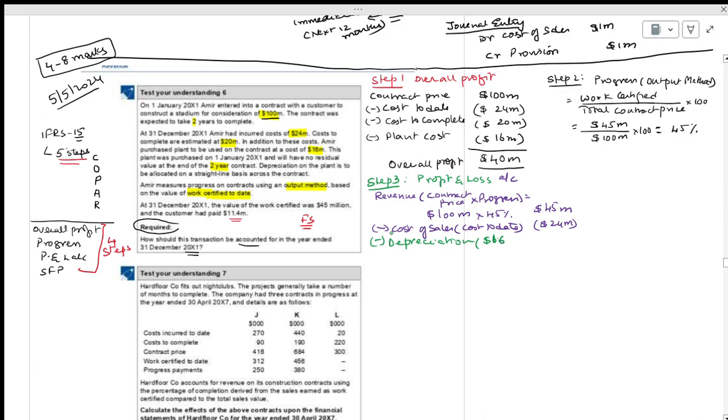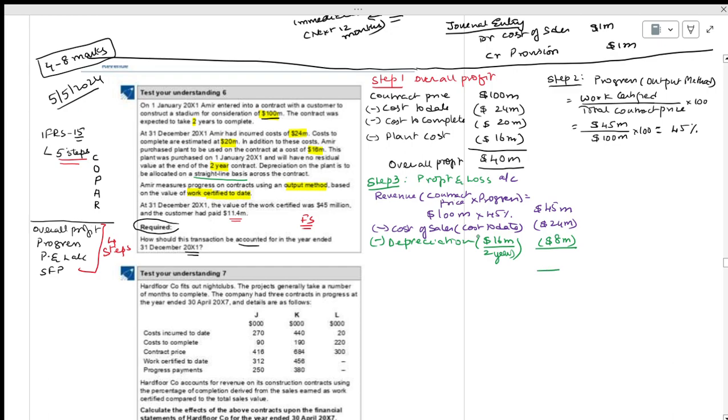Okay, 16 million. These things now, you should be in a better position. 16 million by 2 years. Is that 16 million by 2 every year? Every year, straight line method. They mentioned that depreciation on the plant is allocated on a straight line basis. How much is there? 8 million.